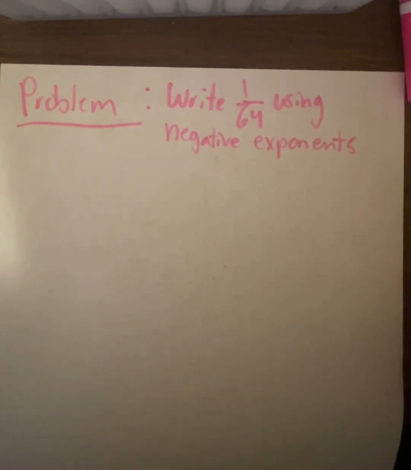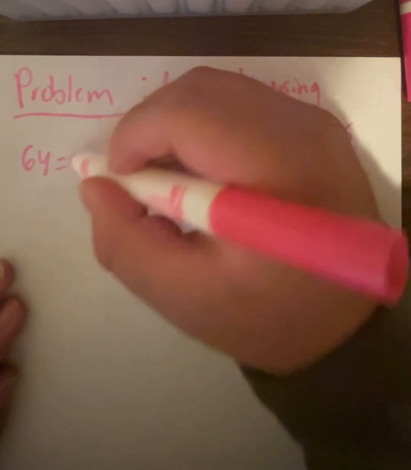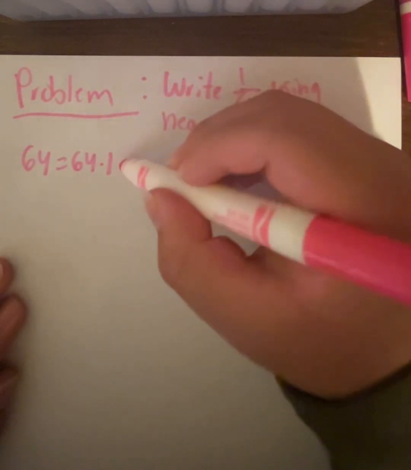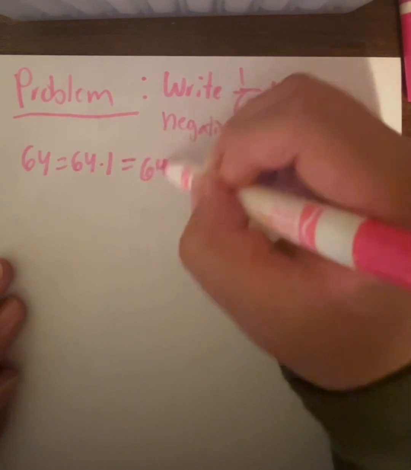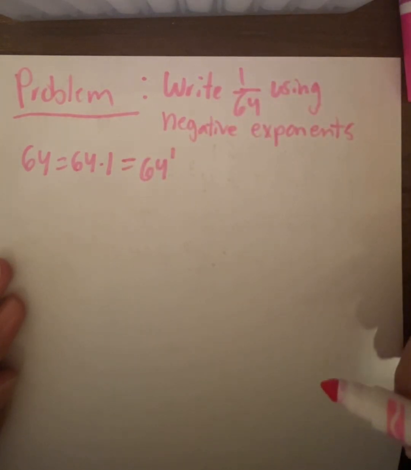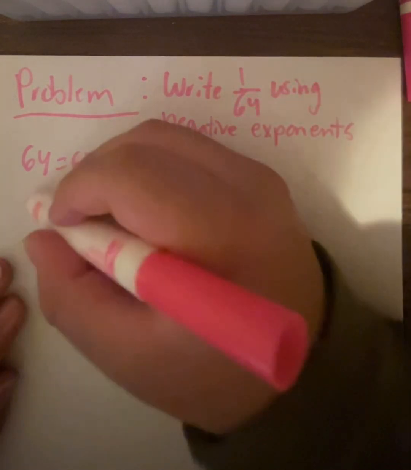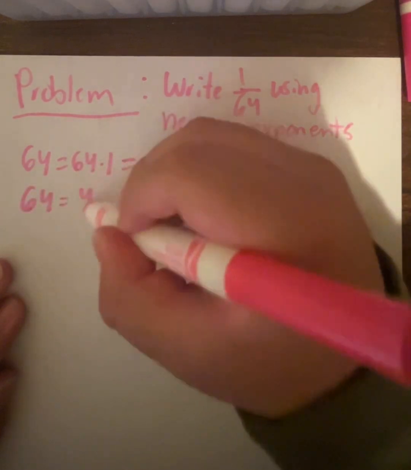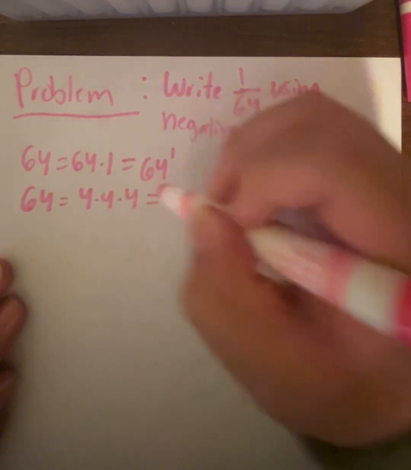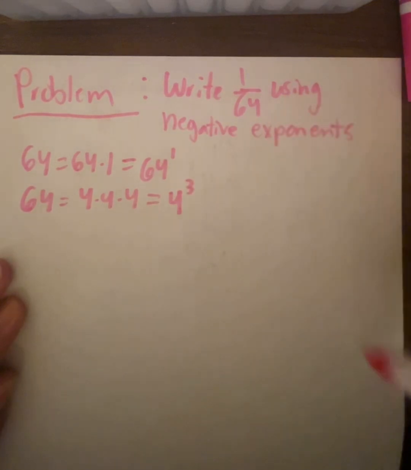Hello everyone, our problem for right now is to write 1 over 64 using negative exponents. Our first step is to consider how to write 64. We know that 64 equals 64 times 1, which is just 64 to the 1. We can also write 64 as 4 times 4 times 4, or 4 to the cube.